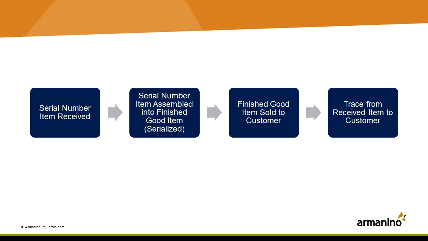If I ever want to track that serialized item that I received in the component inventory to the finished good item that went to an end user customer, I'm going to have to use some serial number tracing within Dynamics GP to find that information. So let's take a look at how that works.